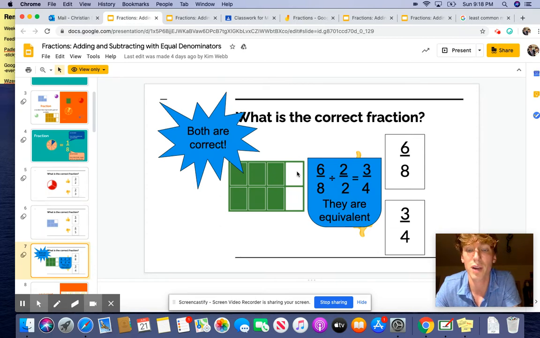What is the correct fraction? Oh, okay. I feel like if I was in present mode, these things would have popped up and stuff. Sorry about that. It's not letting me do it for some reason.